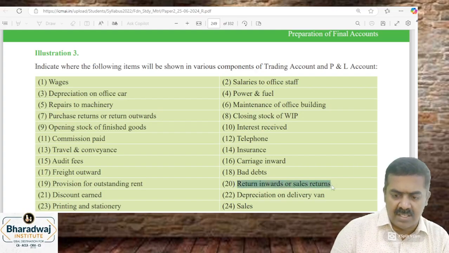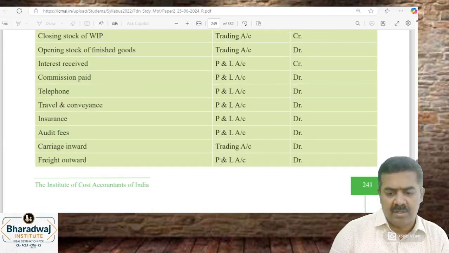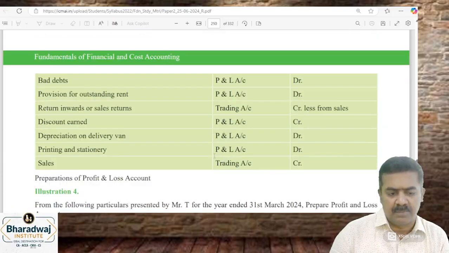Returns inwards or sales returns, trading account. Depreciation on delivery by P&L account. Sales will come in which account? Trading account. They would have given the solution also. You can just go through.